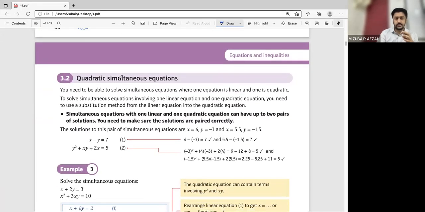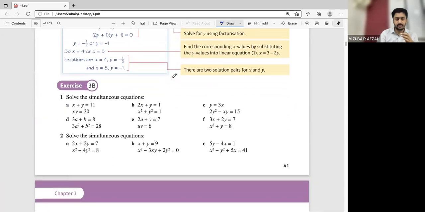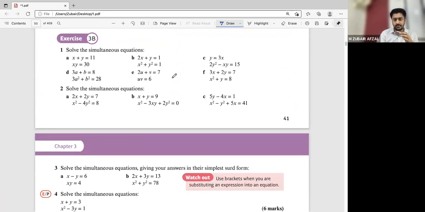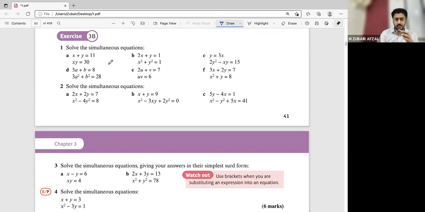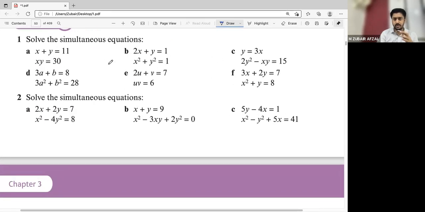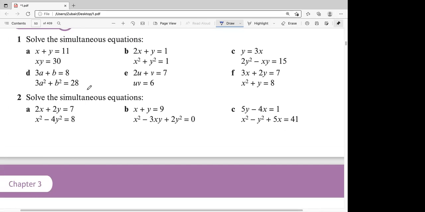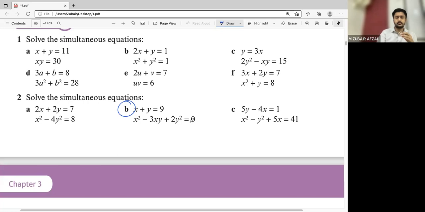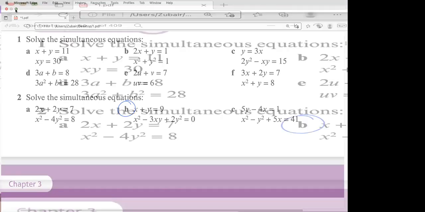Solving quadratic simultaneous equations. So one would be squared, the other one would be linear. Can you please choose any equation which you find a little difficult to see? If you find easy, you can choose from the next question. Can I do 2B? 2B. Yep. Okay. Thank you.